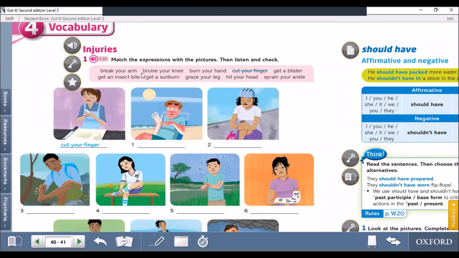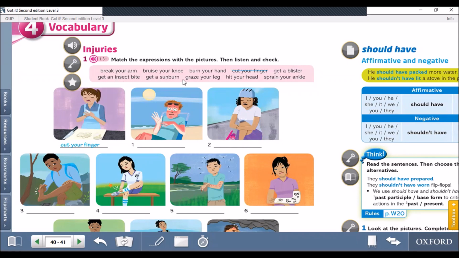Break your arm, okay? Romper el brazo, romperse el brazo. Bruise your knee, hacerse un moretón en la rodilla. Burn your hand, you already know this. Cut your finger. Get a blister. Blister is an ampolla, okay? Get an insect bite, mordedura o picadura de insecto.